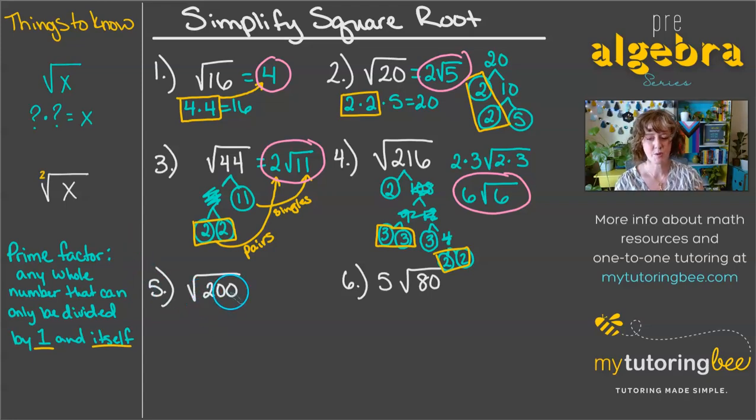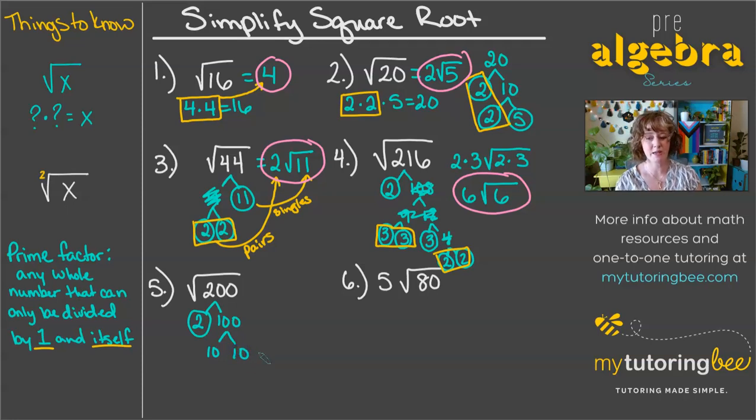Okay. So the square root of 200, if I split this up into 2 times 100, right? 2 times 100 gives me 200. 2 is a prime number. 100 is not a prime number, but you might recognize that 100 is 10 times 10.